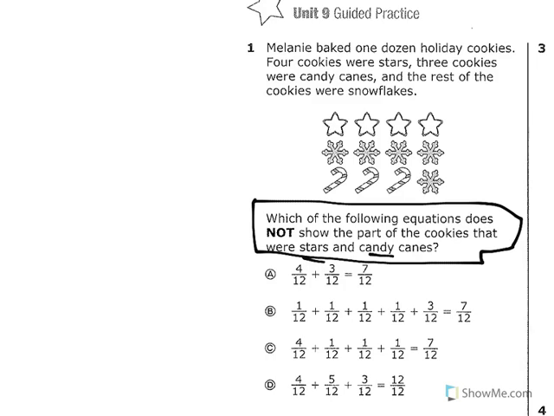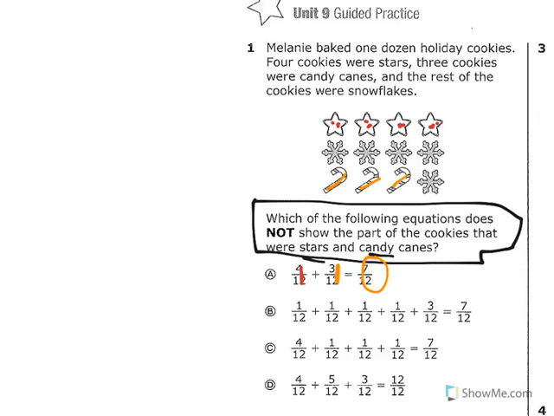So we'll do the stars. Our stars are red. And I guess I should have made my candy canes red, but we'll do the candy canes orange. Orange candy canes. So if we look at our equations right there, on answer choice A, the 4/12 represents the stars, and the 3/12 represents the candy canes, and that does equal 7/12 because 7/12 are stars and candy canes. So let's look at the next equation.